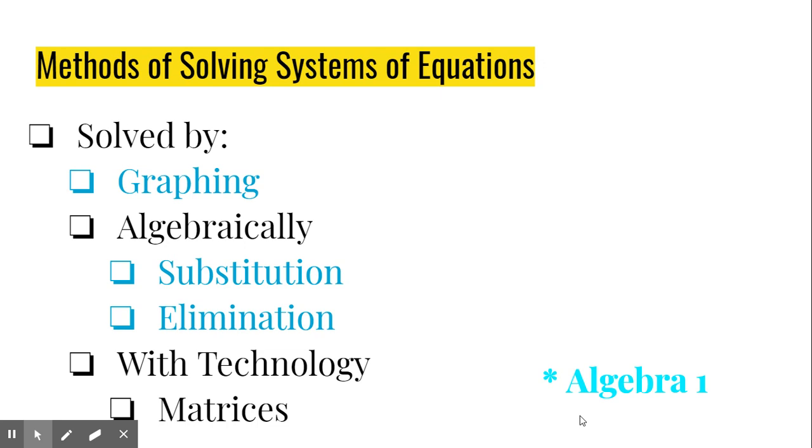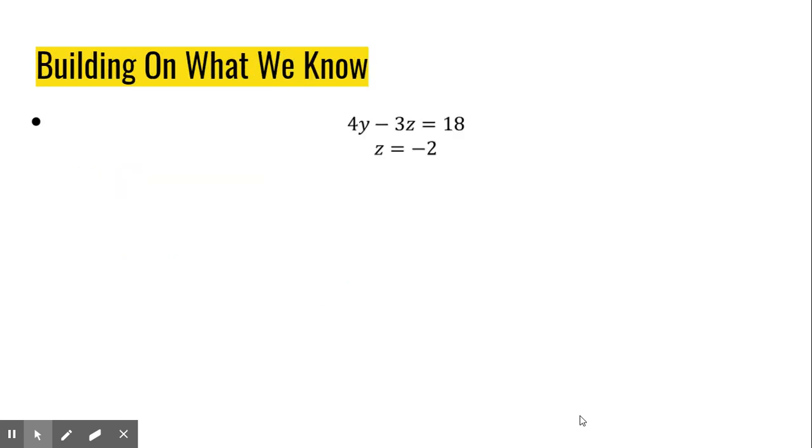Now, in Algebra 1, you learned how to solve systems of equations by graphing. You would graph 2 lines, and the point of intersection was the solution. But you also learned 2 methods of algebraically solving systems, and we are going to use both of those methods in the next class. Now, we're going to start by building on what we know.